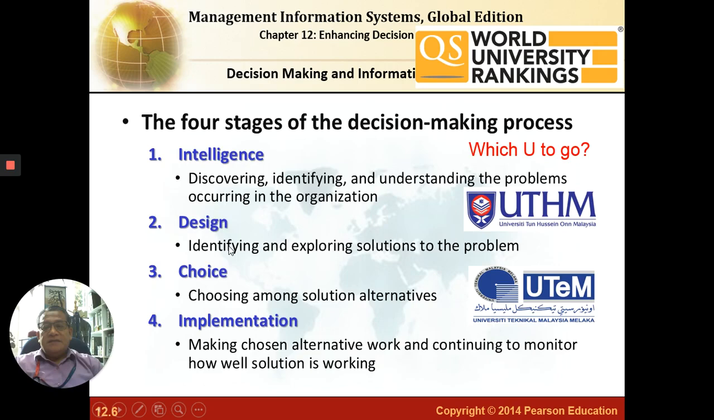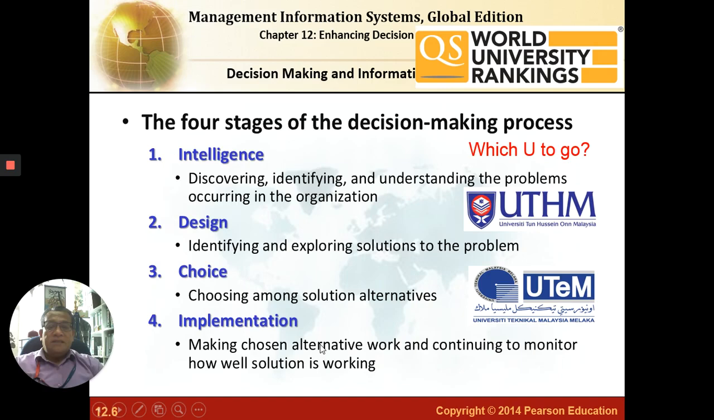The second part is design, for identifying and exploring possible solutions. The third stage is choice, the best choice available among the solutions and their alternatives. And the last part is to make the decision work by implementing the decision that has been made.